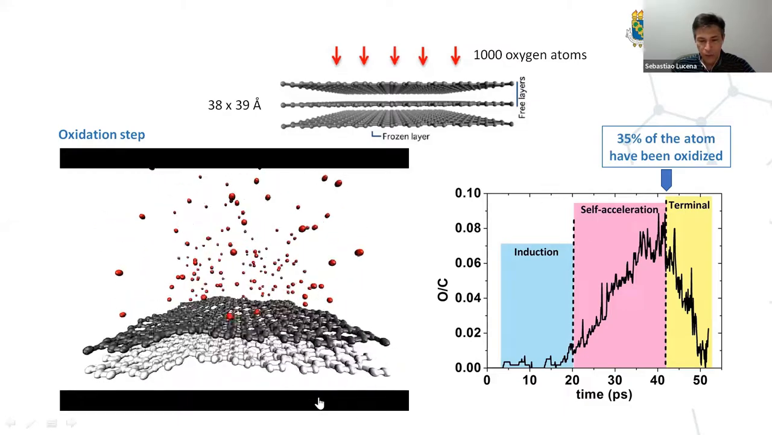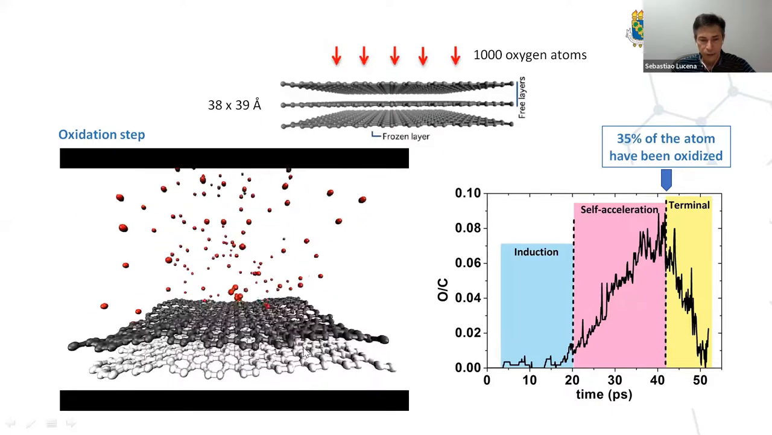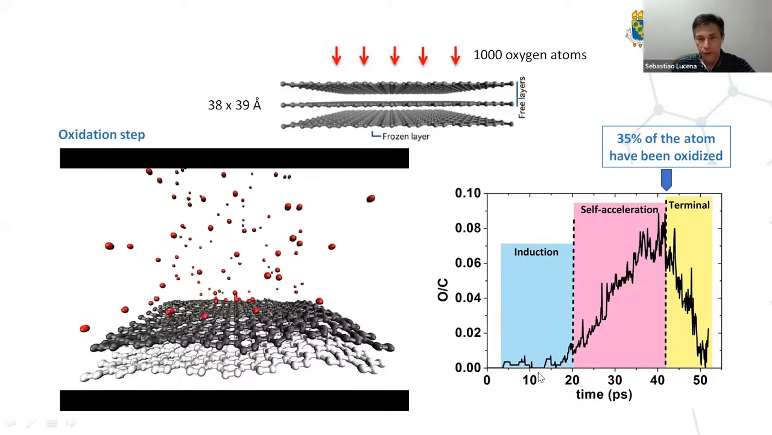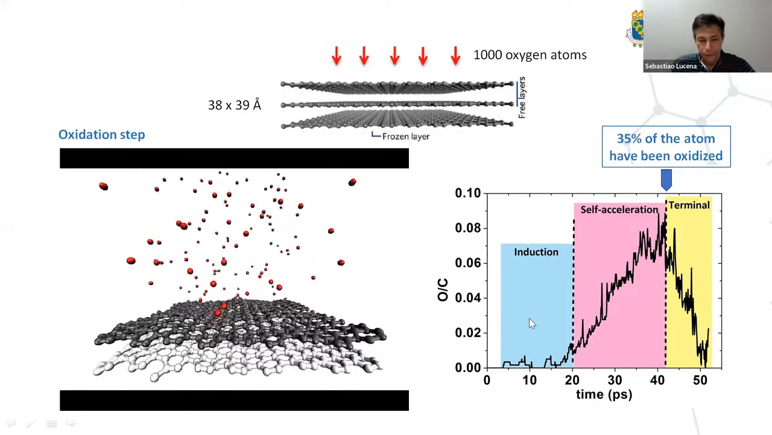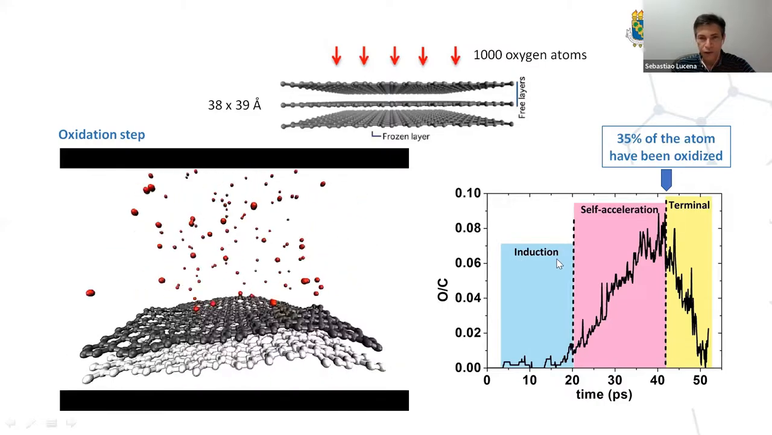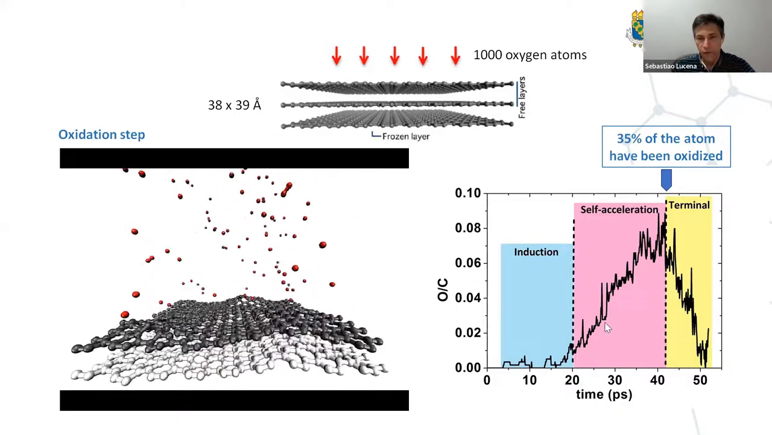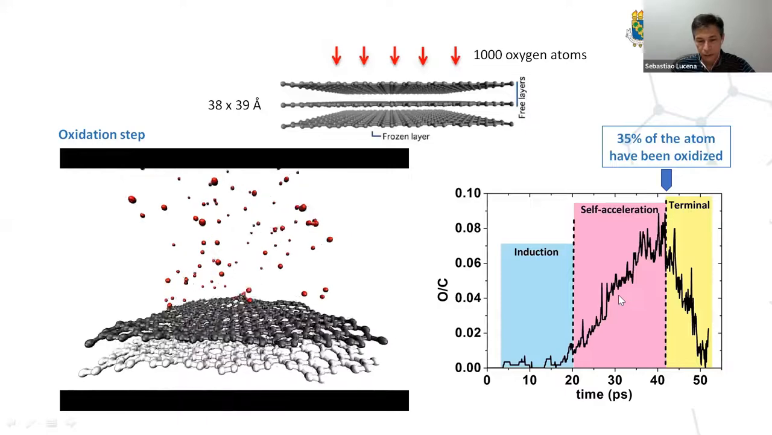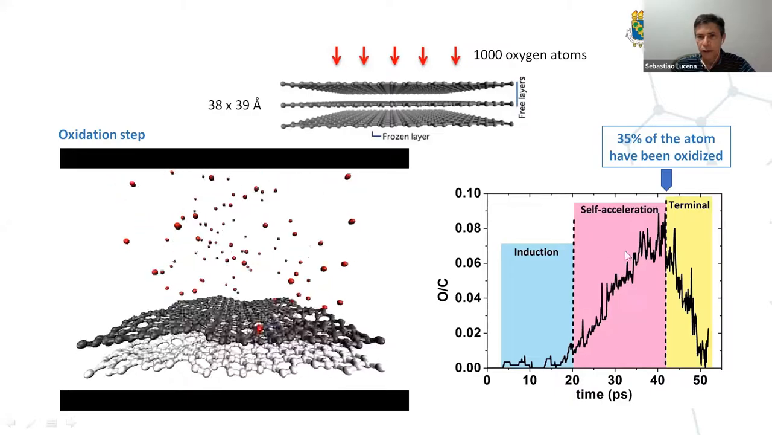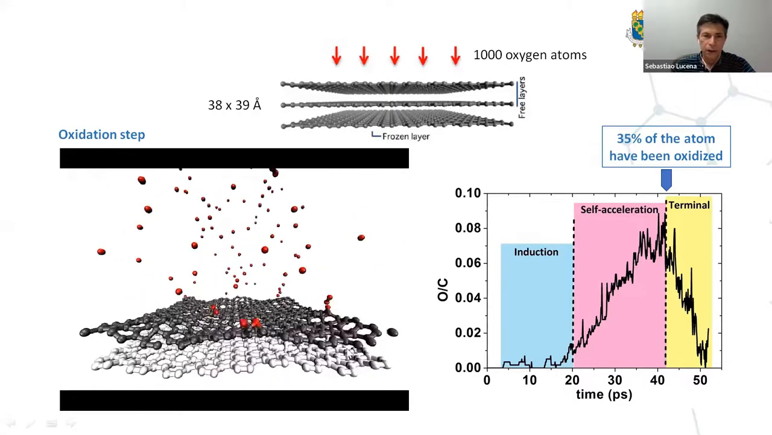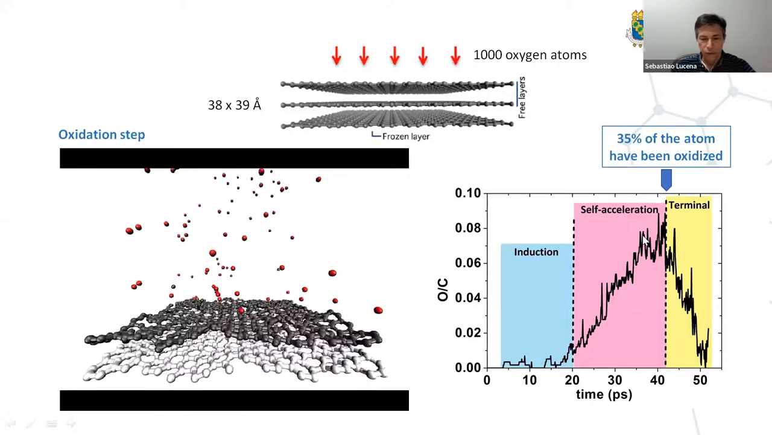The first impact of oxygen molecules transfers energy and almost no carbon is consumed. This phase lasts approximately 20 picoseconds. It is the blue area in the graph. This period is named the induction phase. After that, the surface enters the self-acceleration phase that lasts approximately 20 more picoseconds. It is the pink area in this graph. Now the movie shows the self-acceleration phase.